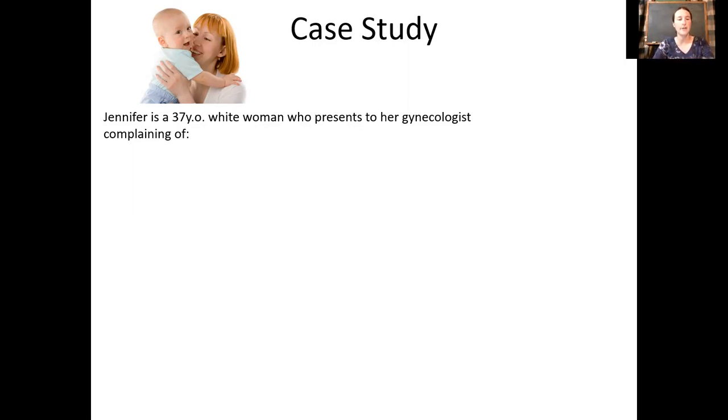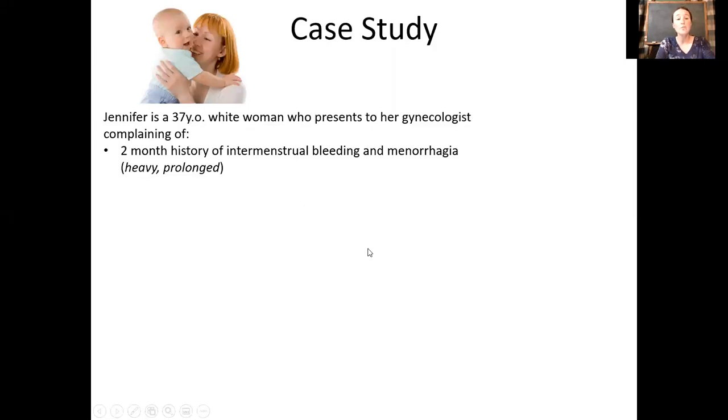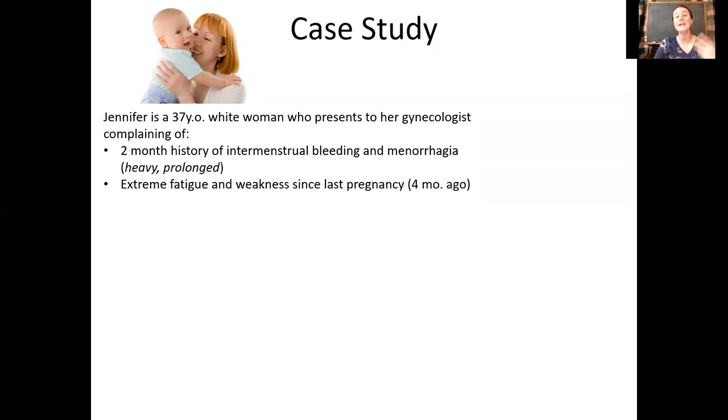Jennifer is a 37-year-old Caucasian woman who presents to her gynecologist complaining of 2 months of intermenstrual bleeding, so bleeding between menstrual periods, and heavy, prolonged menstrual flow. She is really tired and very weak since her last pregnancy, which ended about 4 months ago. We can see that she has a small child here. So this would be in addition to the normal fatigue that a postpartum woman would experience.